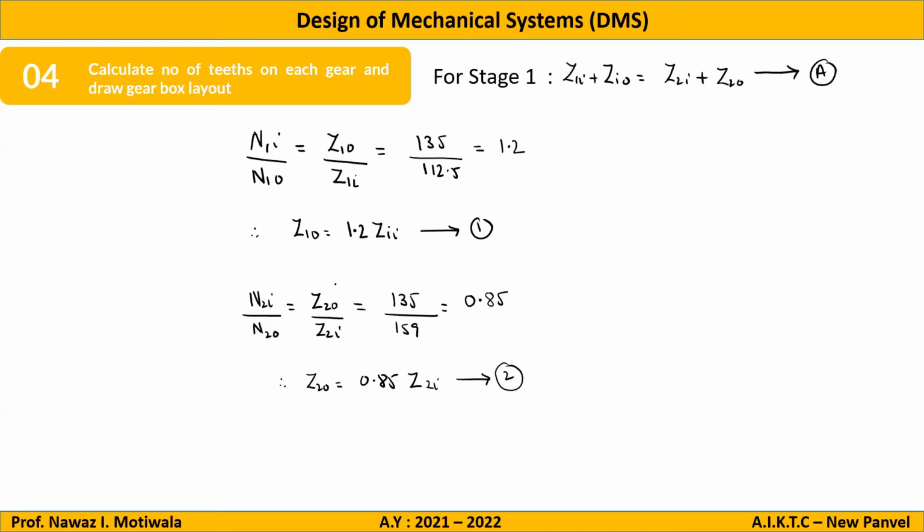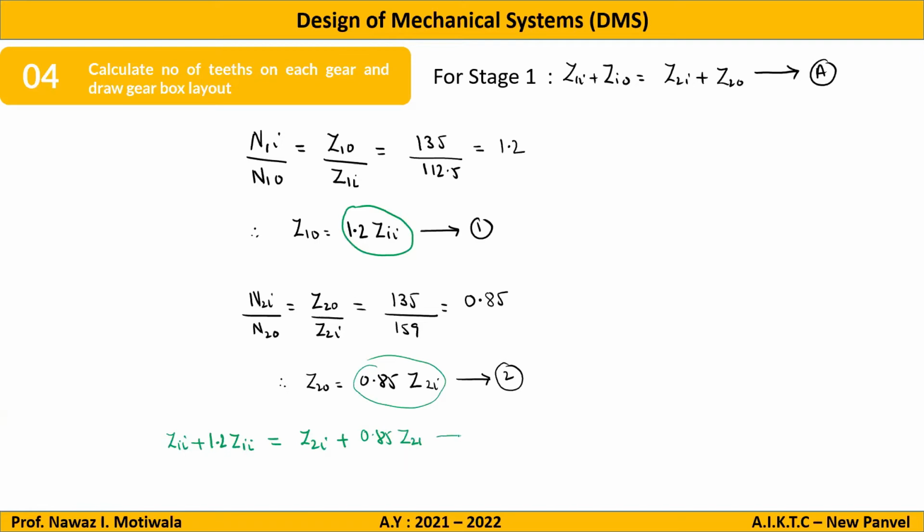So with this, I have converted all the outputs in terms of inputs. Now just put equation number 1 and 2 in equation number A. So what I will write here is Z1I plus Z1O. In place of Z1O, I will substitute 1.2 times Z1I. This should be equal to Z2I plus, in place of Z2O, 0.85 times Z2I.